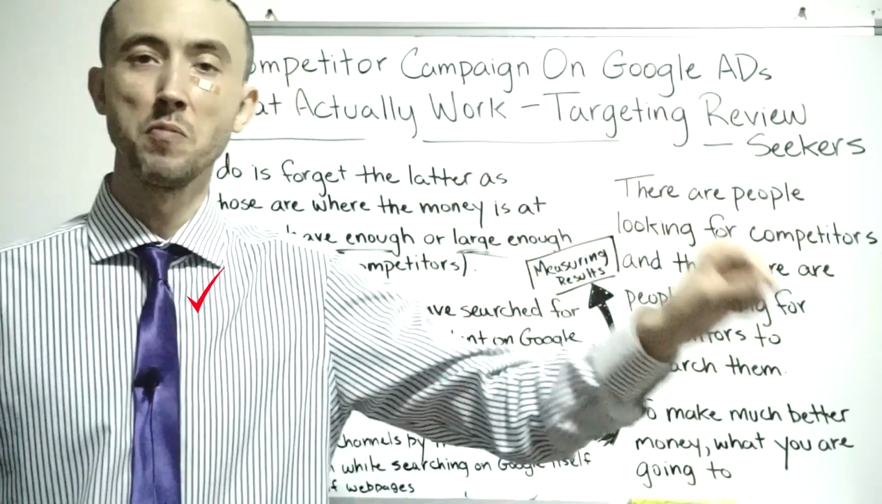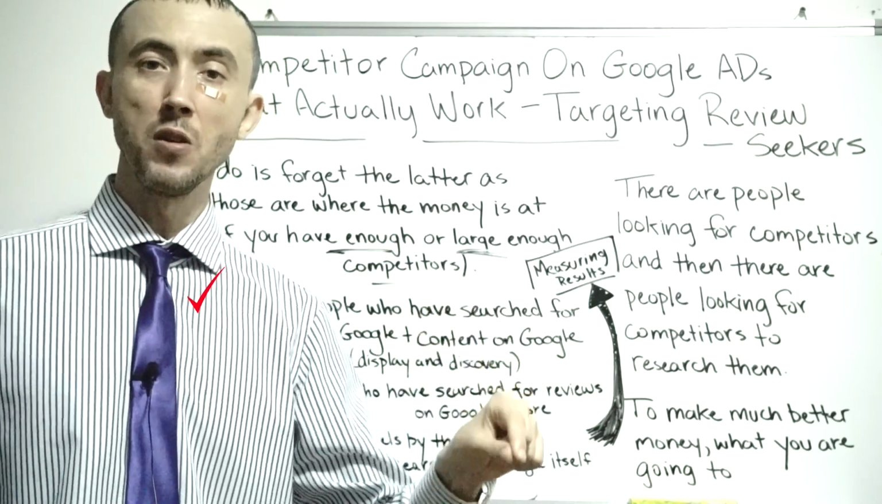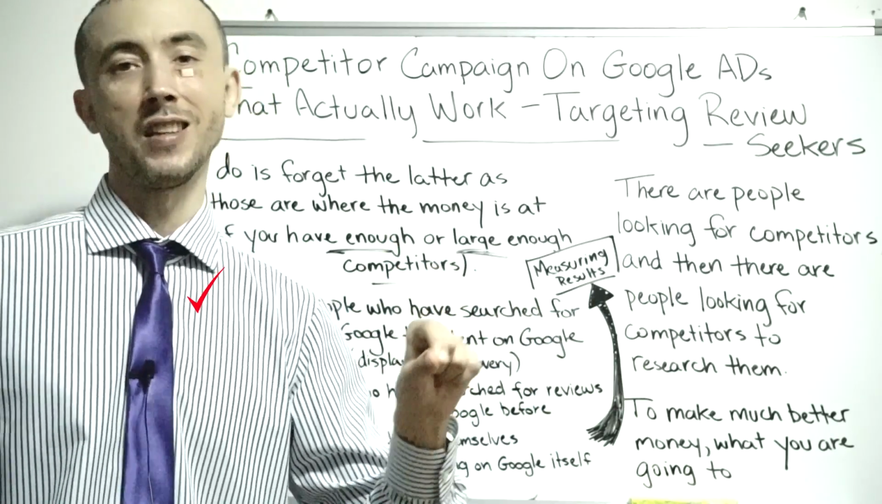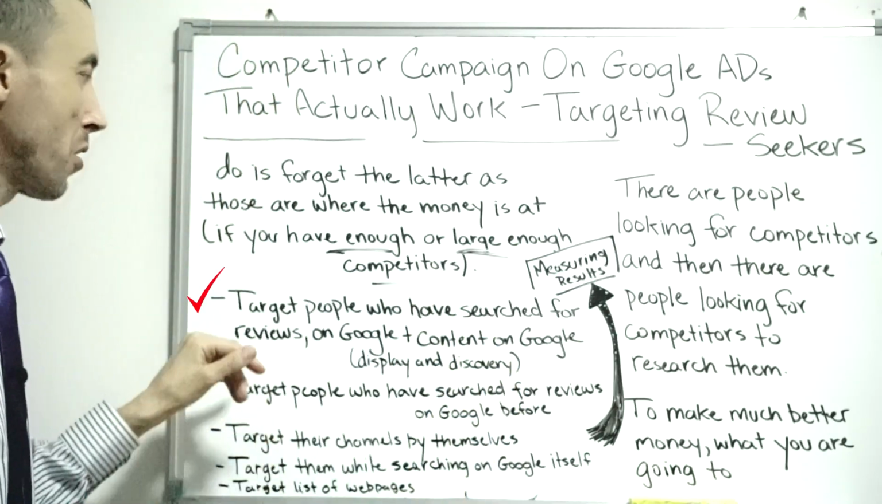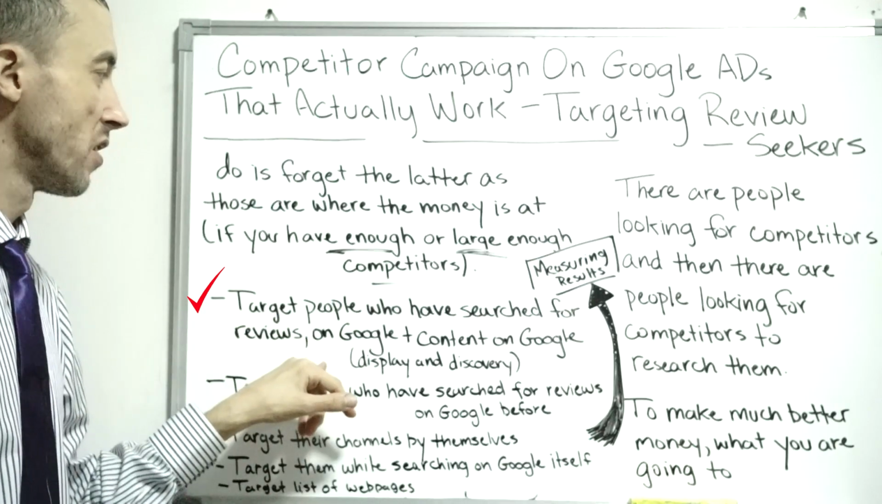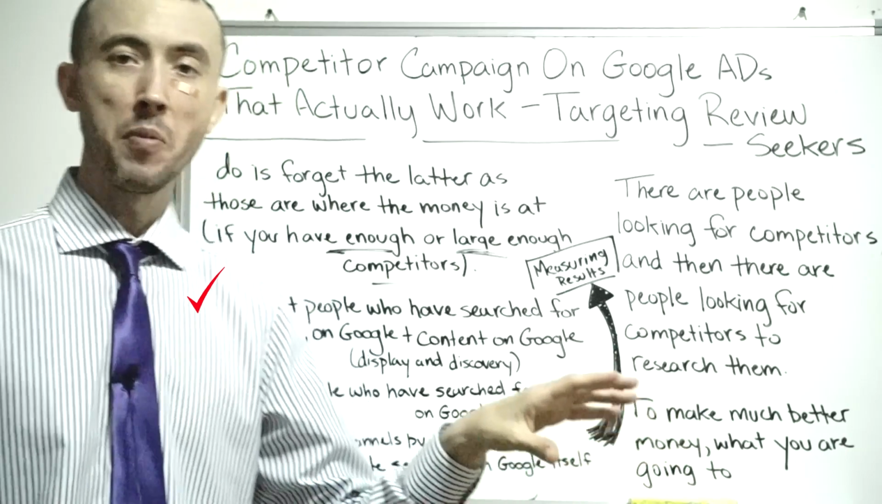And then you're going to do that for each competitor. That way, if they've searched for one of your competitors' reviews on Google in the recent past, like the last 30 days or so, your ad can show up for them. But what you want to do is pair that with keyword targeting on your campaign.